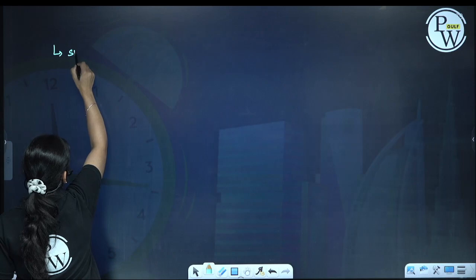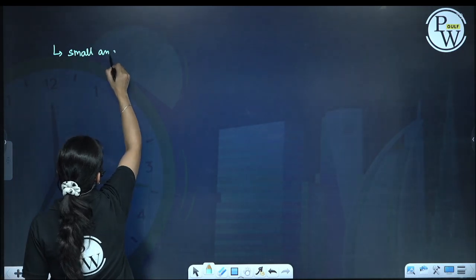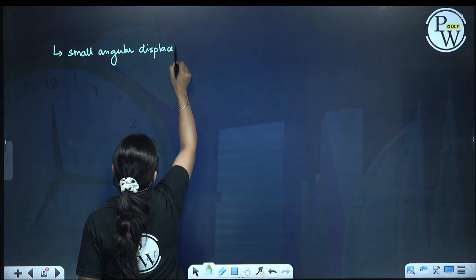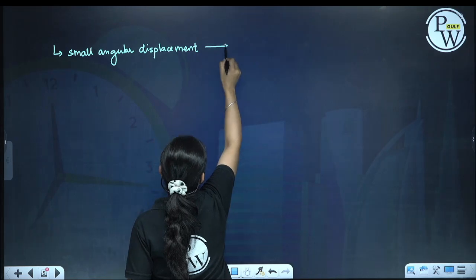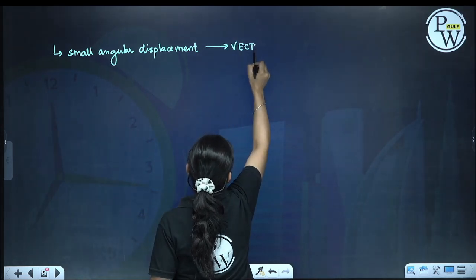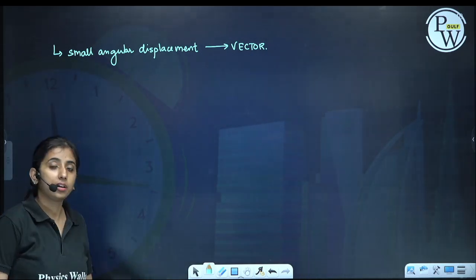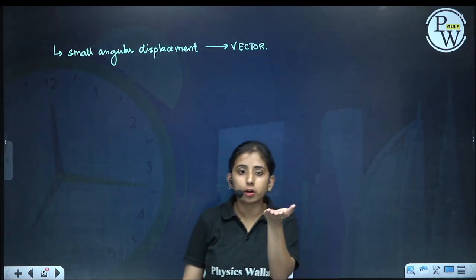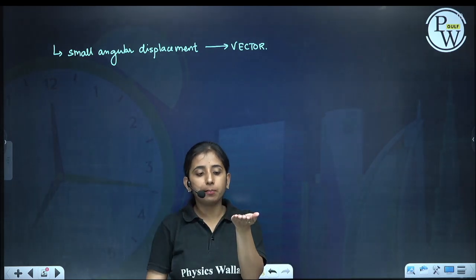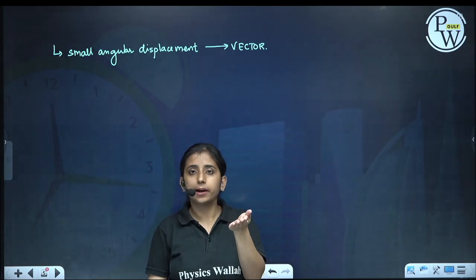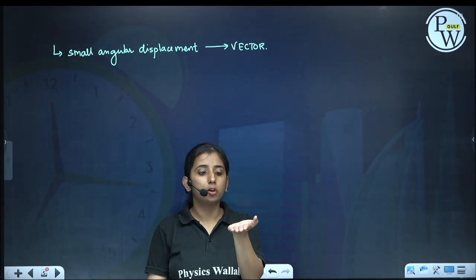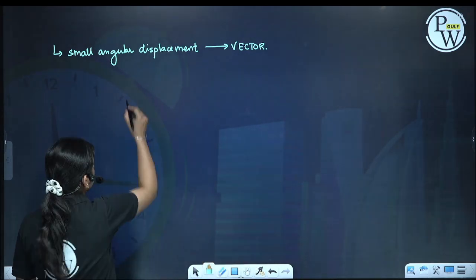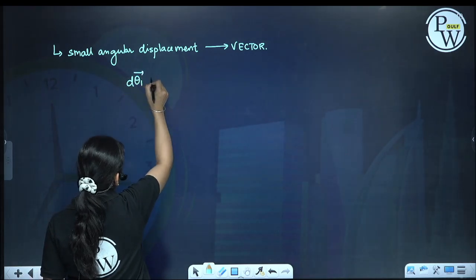So small angular displacement is a vector quantity. Small angular displacement is a vector quantity. We know that vector addition obeys commutation. So rotate any plane by some angle d theta 1, then rotate it by d theta 2. Now do the opposite, rotate it by d theta 2, then rotate it by d theta 1. It will be in the same position. Okay, so it will obey commutation.